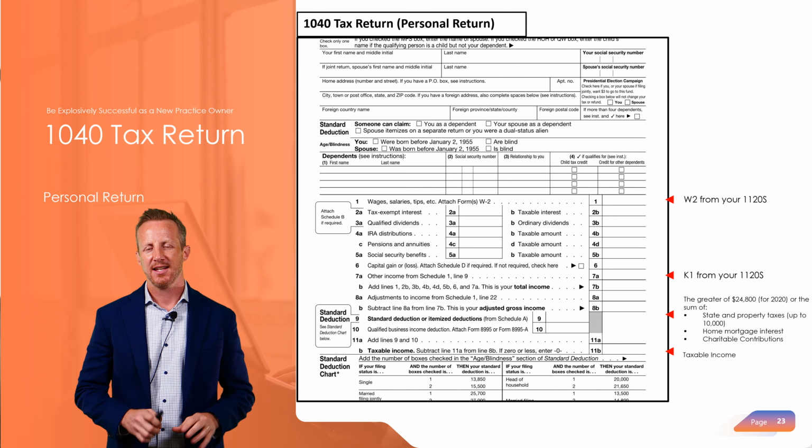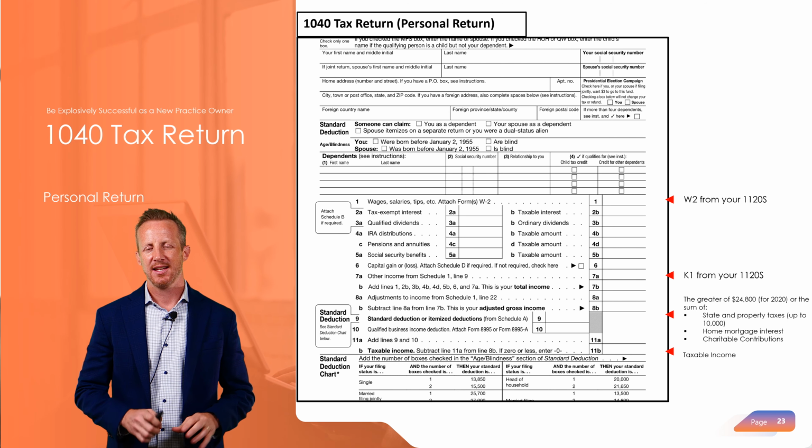Most of that's generally going to be zero. So you got your income in box 1, and then you have in box 7A, other income from Schedule 1. Other income, one of the things in that other income, the main thing for you, and for many of you, the only thing, will be the K1 from your 1120S.